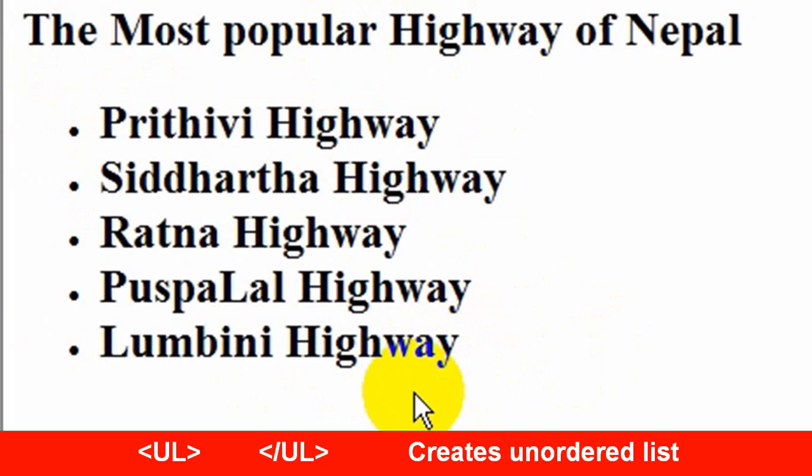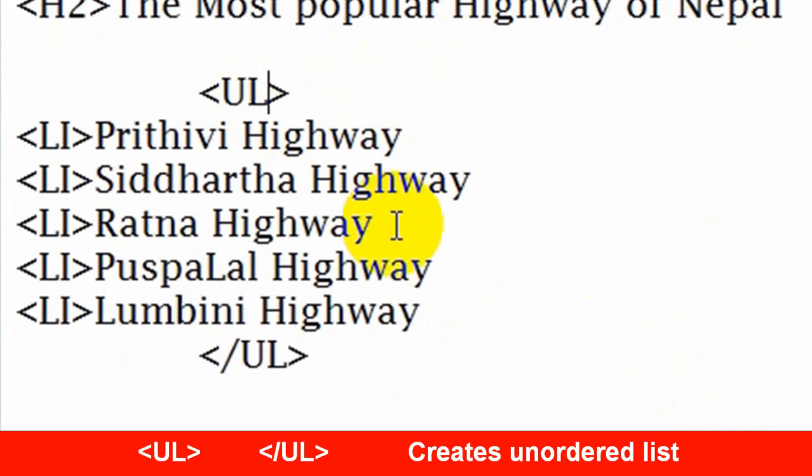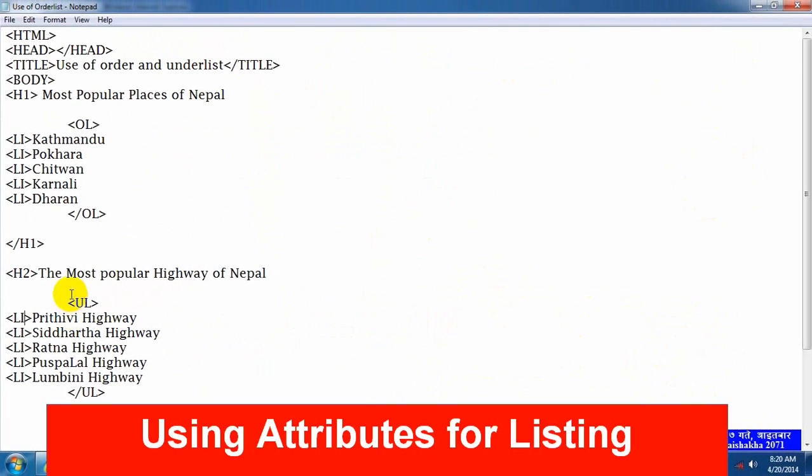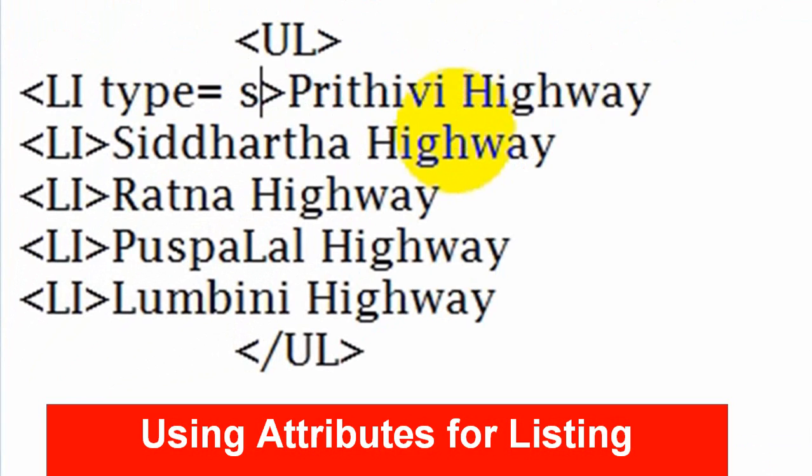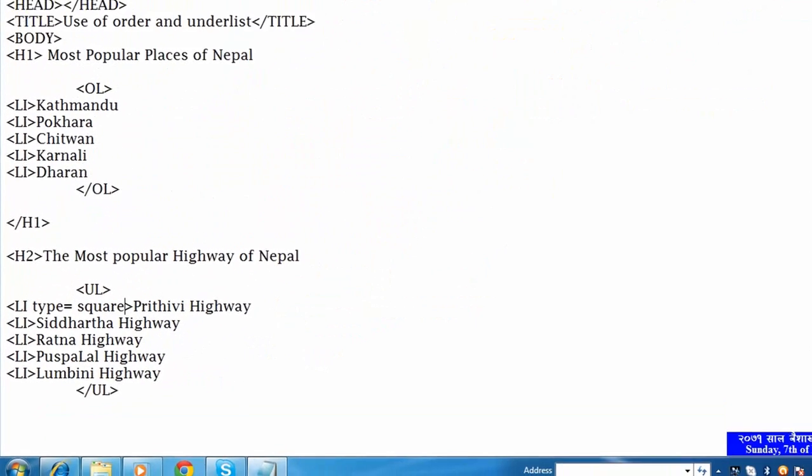Now in the unordered list we can also use some attributes. Let's go to the text editor again. In an ordered list we can specify the attribute inside the OL tag, but in an unordered list we specify the attribute inside the LI tag. For example, LI space type equal to square. Now just save the tags.